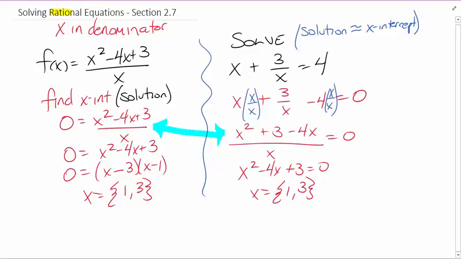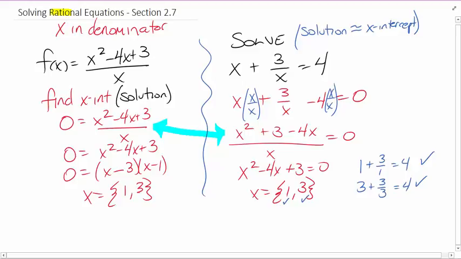All right. One thing that's going to be important here is the ability to plug back in. So if we plugged 1 back in, we would get 1 plus 3 over 1 equals 4. That's going to check out. If we plugged 3 back into our initial equation, we would get 3 plus 3 over 3 equals 4. That's also going to check out. Both of these solutions are correct. They solve our initial equation. They create a true statement. All right. Make sure we're connecting those two sides here.